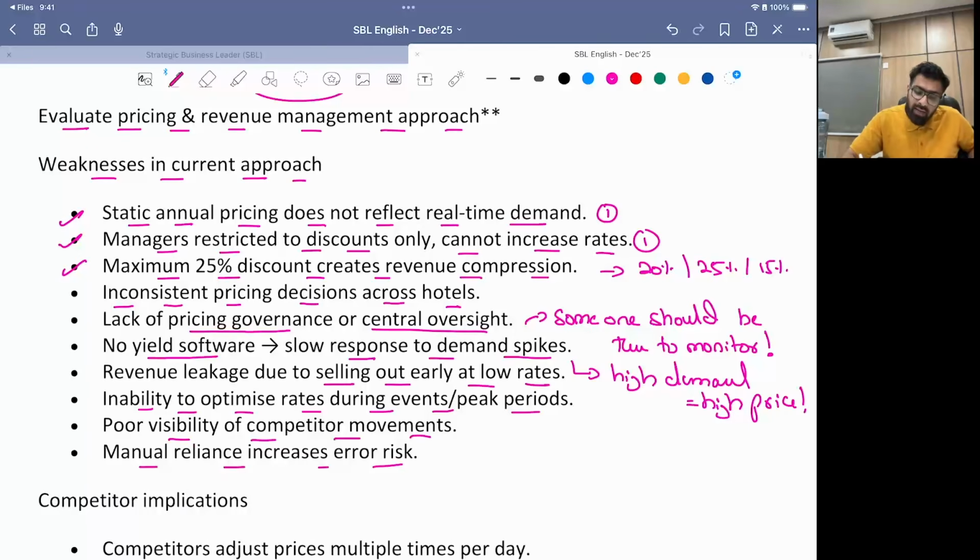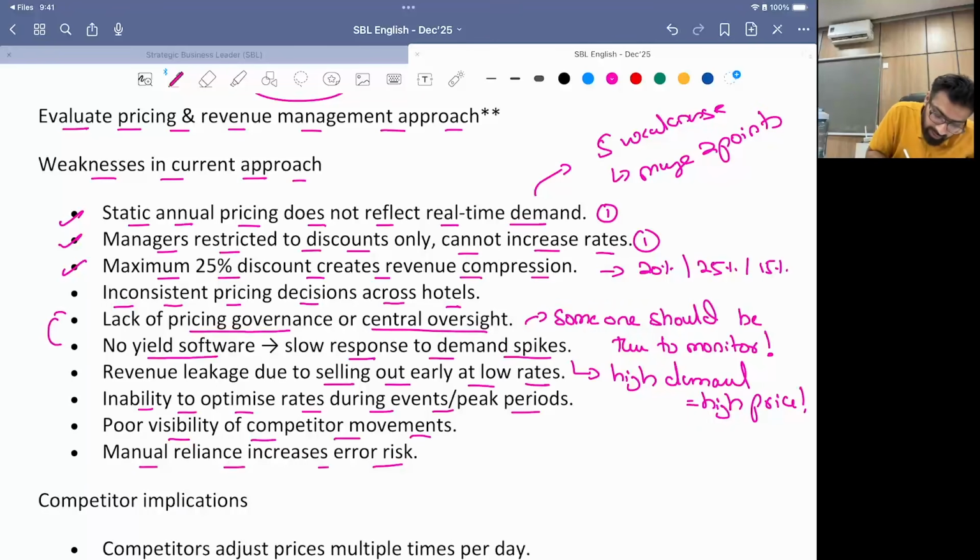I would straight away write at least five weaknesses. And sometimes I would merge two points to explain. If I want to make my point stronger, I would merge, like this lack of pricing and this could be merged, right? And similarly, poor visibility of competitor movements and manual work would be merged, right?